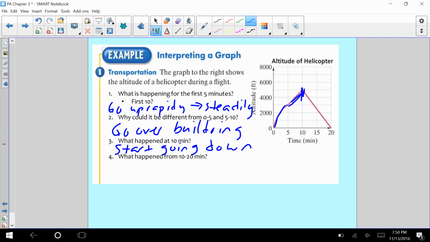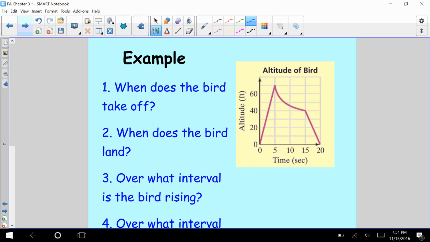And what happened from 10 to 20 minutes? You could get creative here again, but we could also just say that they went down steadily. If you're getting creative with your answers to these, just make sure that your answers kind of go along with what I've said here.